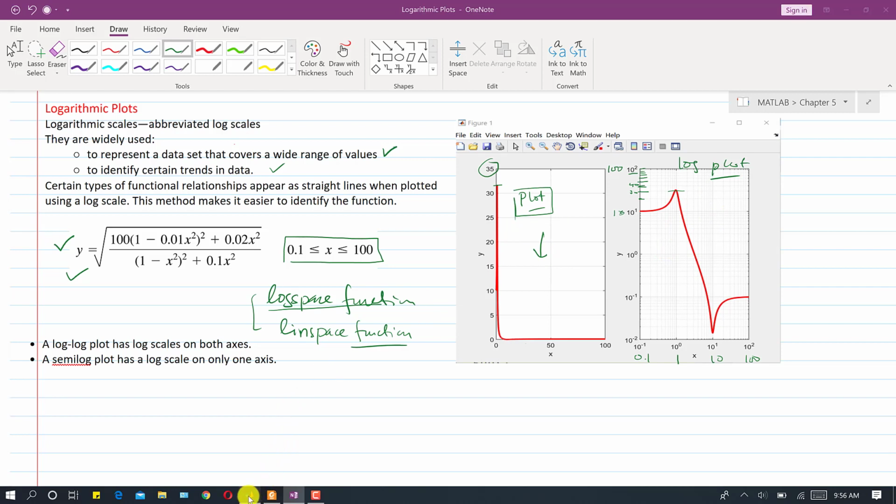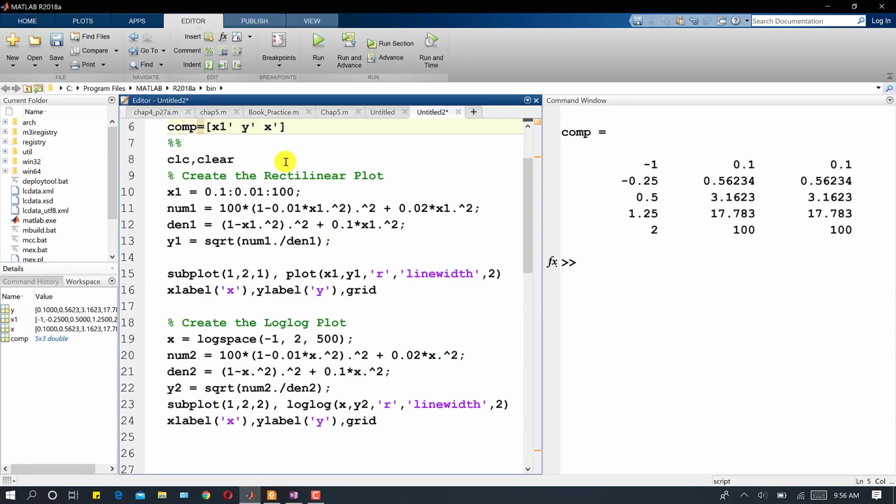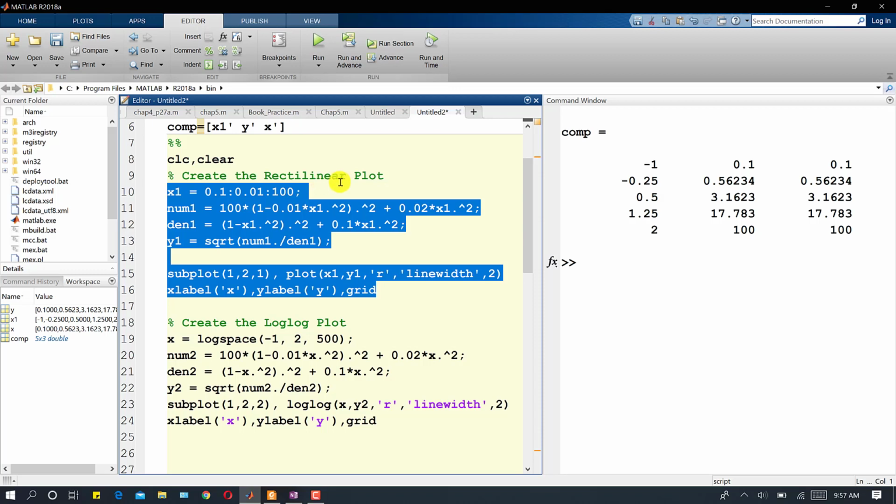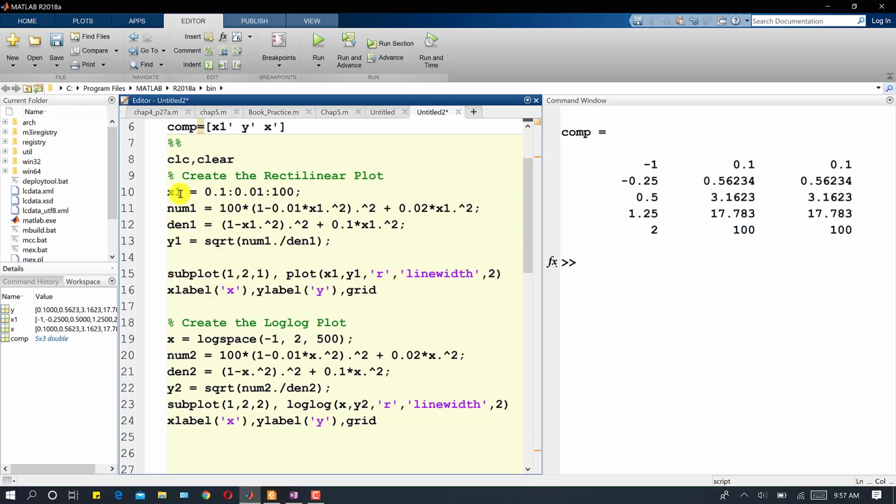So let's do it in MATLAB. This is the script file. Until this point it will create a simple linear rectilinear plot. So what I will do is generate a row vector x1 from 0.1 to 100, and then this is the numerator of that y of x function, and this is the denominator. You people can now see it. And then I have created that y of x function, which is the square root of the numerator divided by the denominator.